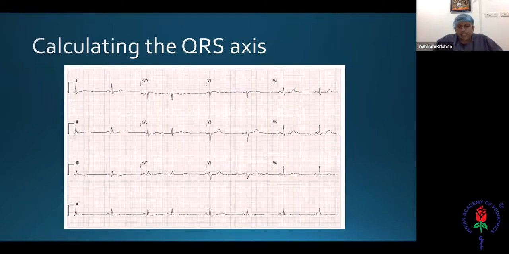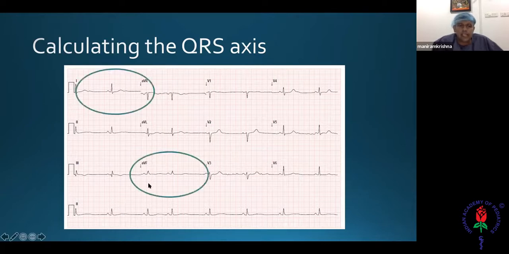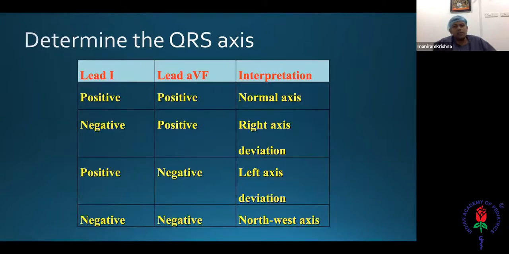Now the QRS axis again uses the same two leads which we used for checking whether the P wave is sinus or not. So you go with lead one and lead AVF. And again, you use the same graph chart which we used in 10th standard to plot where it is.